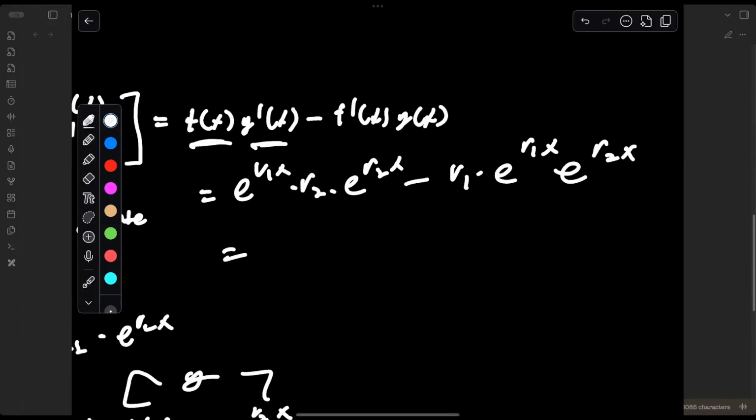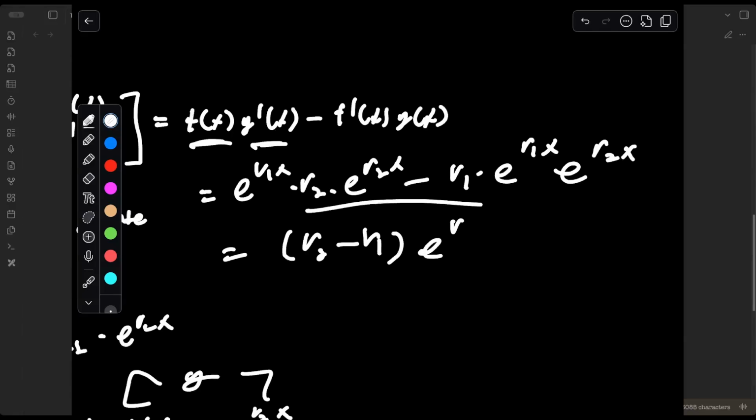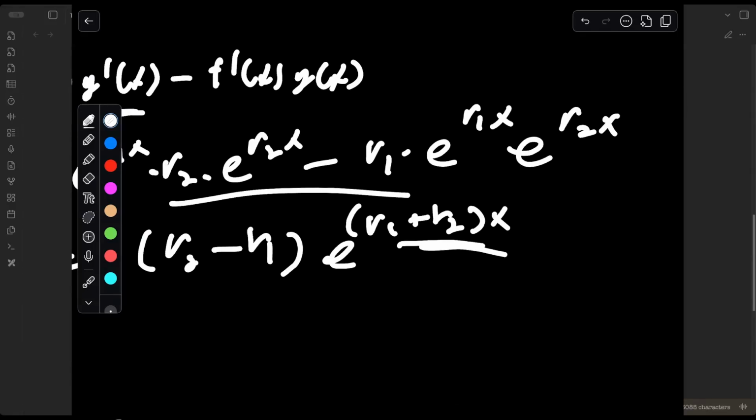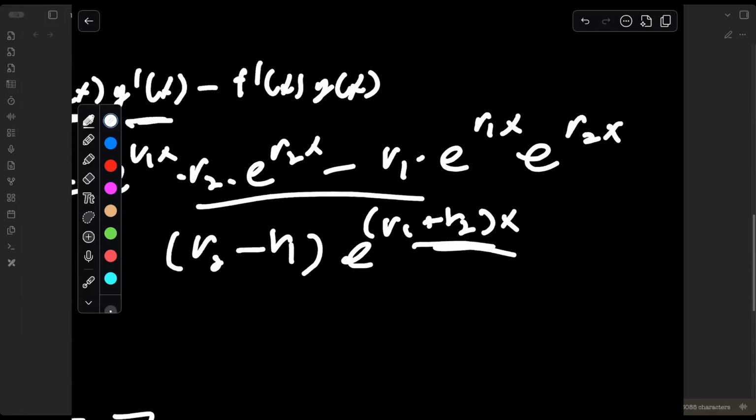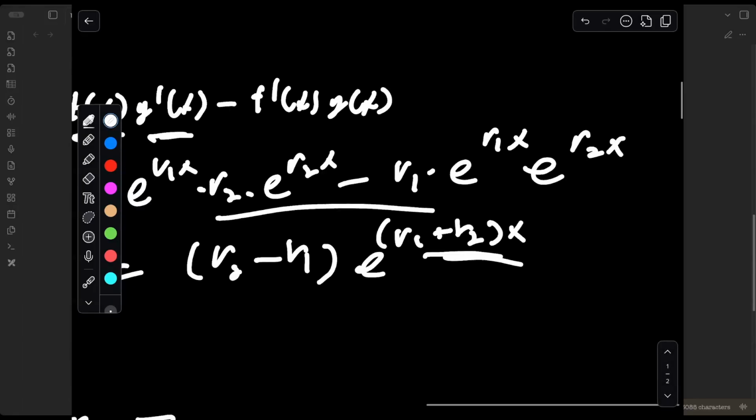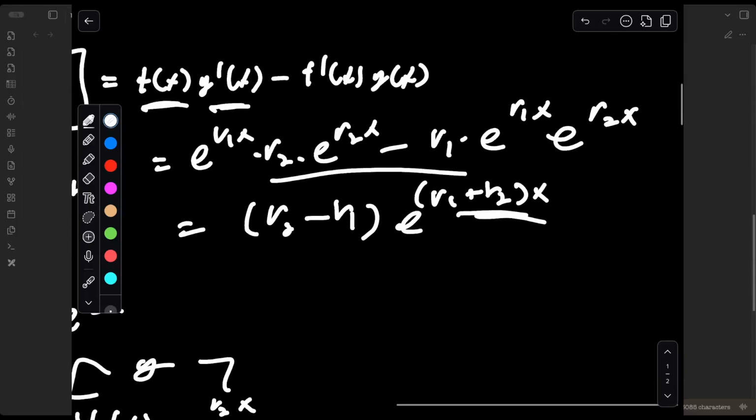Now we can factor this. Actually, what we can do is take the r2 and r1 and write r2 minus r1, group that together, and then we have e to the power of (r1 plus r2) times x. If we simplify this distribution, we would have r1x times r2x, which follows the previous step. And now this would be our final output.